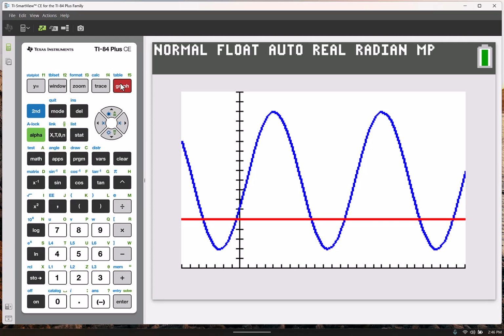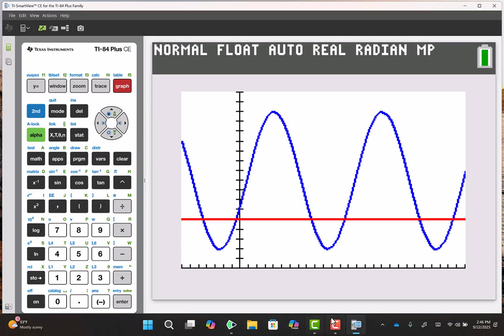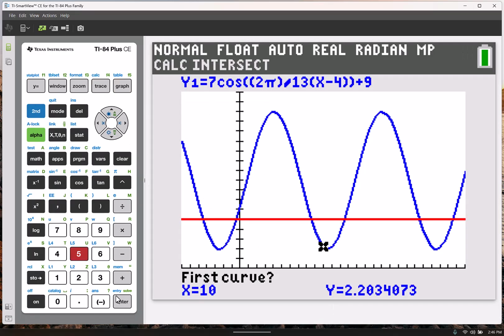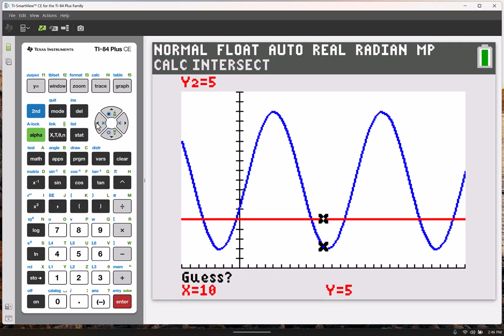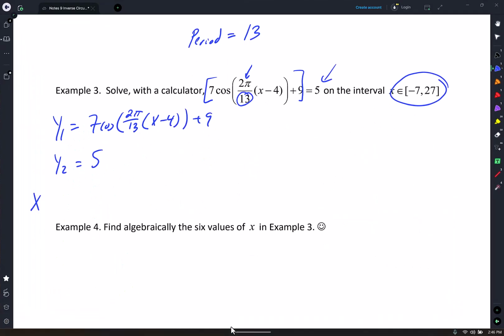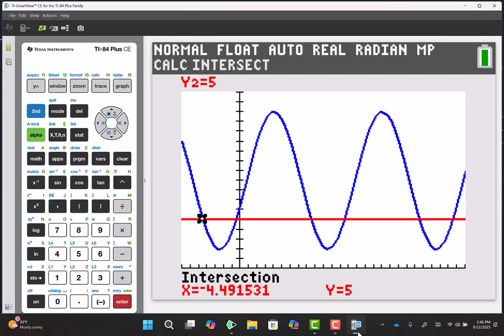All right, you guys get the second intersection left to right. This group get the third intersection left to right. You guys get the fourth one. I'll get the first, fifth, and sixth. So here we go. Second, calculate, number 5. Enter, enter, guess. Negative 4.491531.